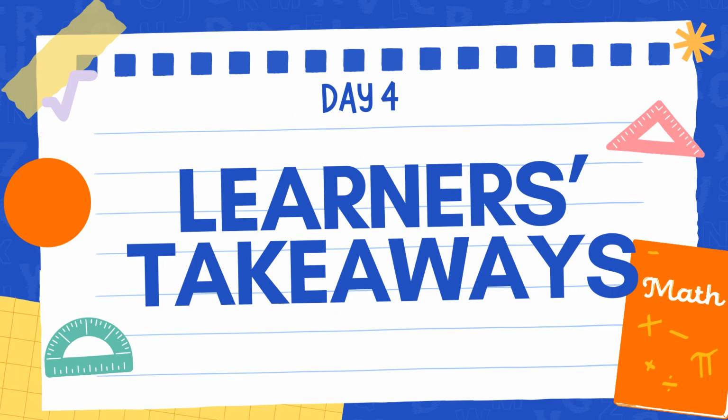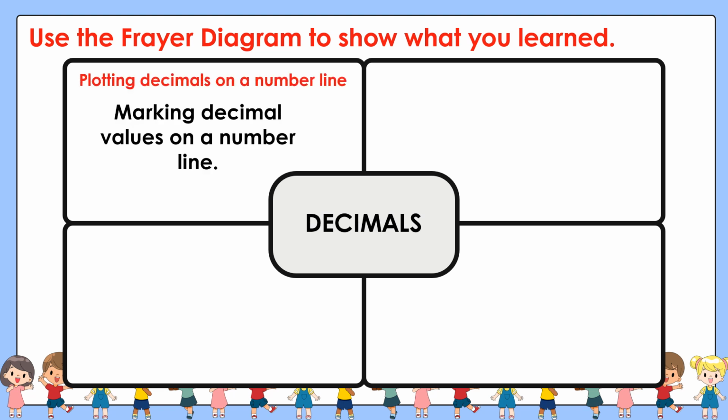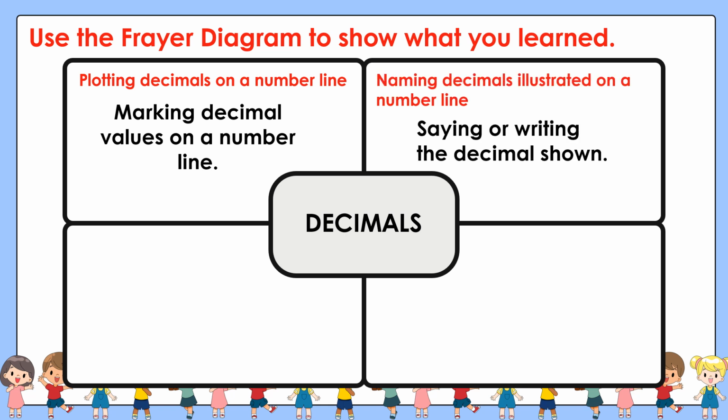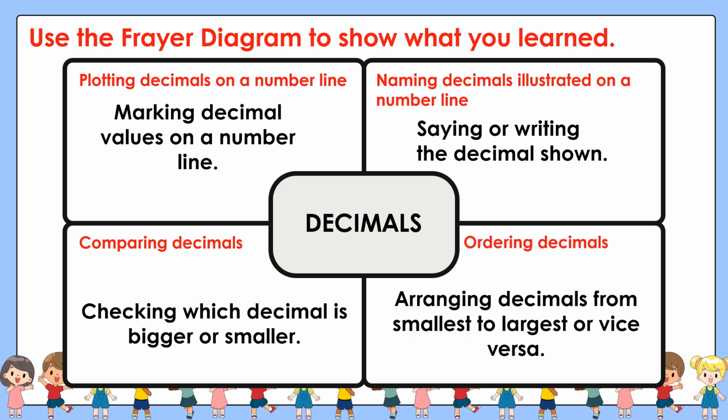Day 4, Learners' Takeaways. Use the Frayer diagram to show what you learned. Decimal, plotting decimals on a number line, marking decimal values on a number line. Naming decimals illustrated on a number line, saying or writing the decimal shown. Comparing decimals, checking which decimal is bigger or smaller. Ordering decimals, arranging decimals from smallest to largest or vice versa.